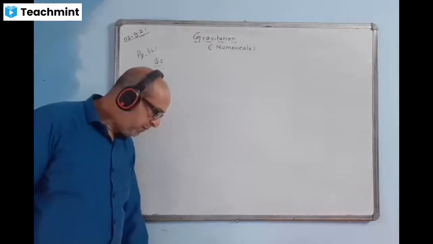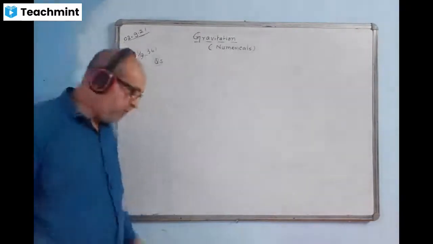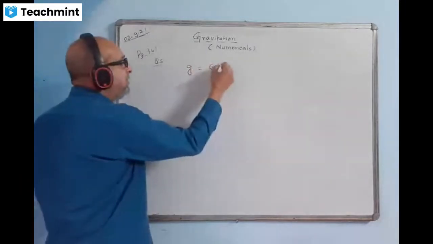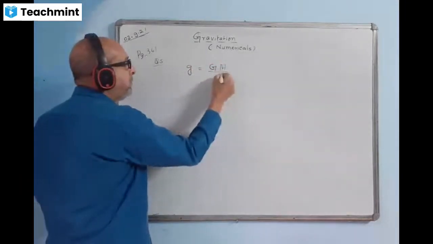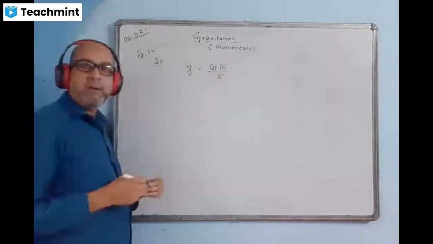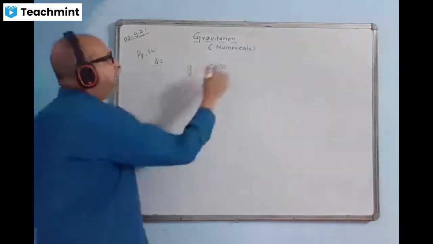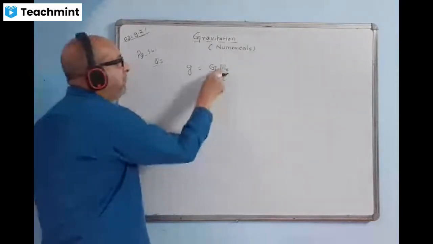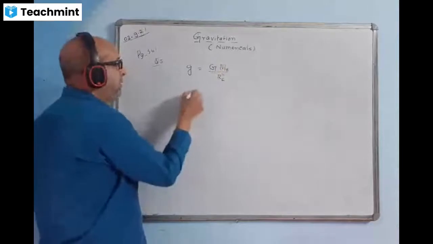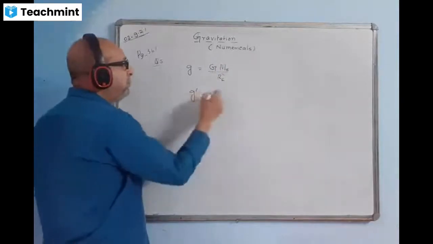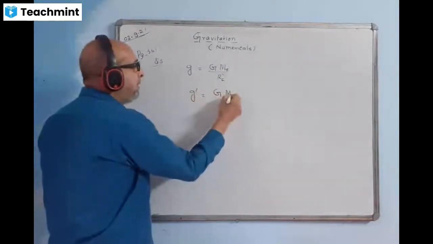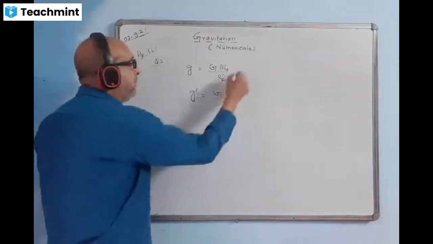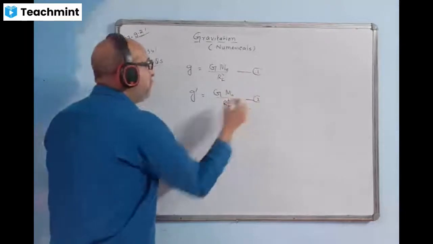Okay, the value of g on the surface of the earth is given as 9.8. So we know the formula: g equals GM by R squared. I take this one for the earth, with ME, the mass of the earth, and RE, the radius of the earth. g dash on the surface of the moon is G times M moon divided by the radius of the moon squared. Equation 1, equation 2.